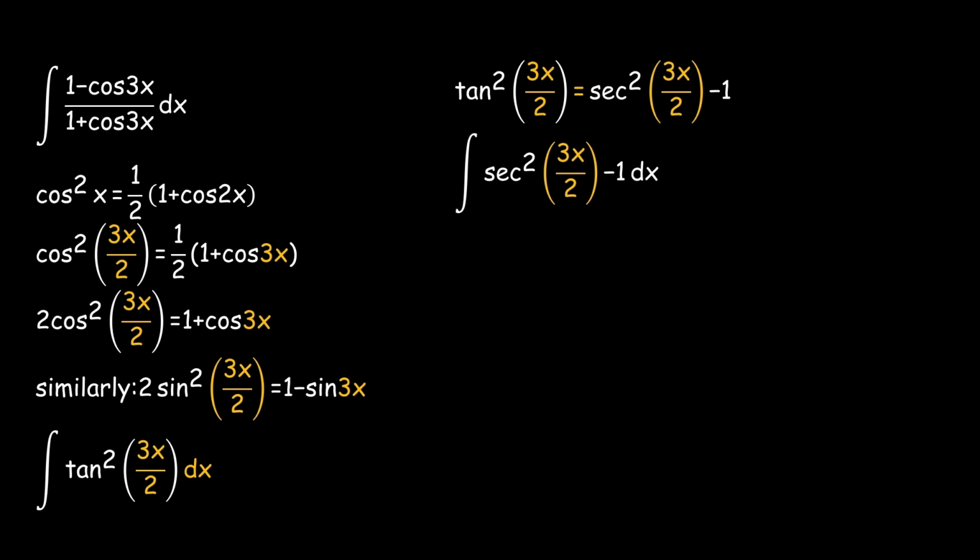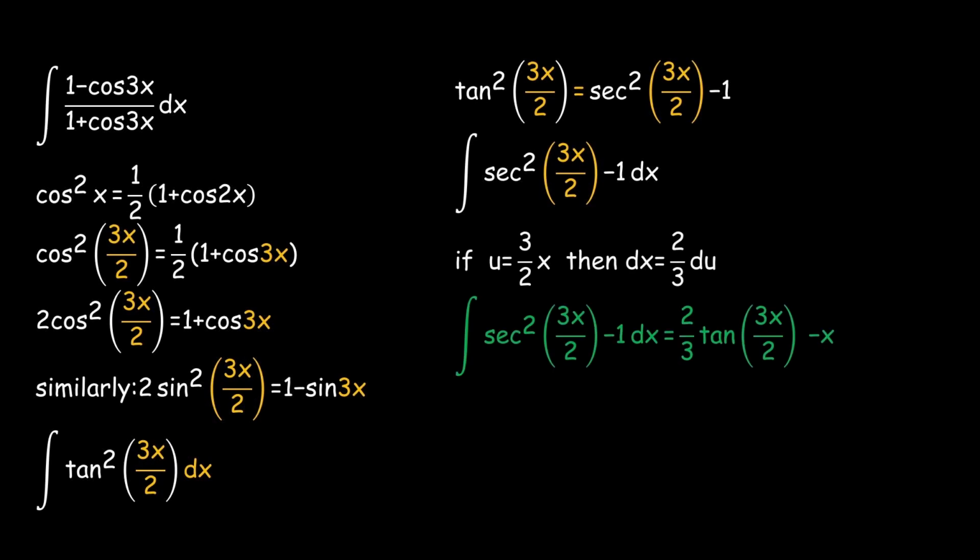Replacing this in here, it's easier to replace with sec squared because we know that the integral of sec squared x is just tan x, right? So that will be tan of 3x over 2 minus x. Keep in mind, the angle is 3 over 2 x, so we need to flip that over and multiply by a factor of 2/3. So it will be 2/3 tan of 3x over 2 minus x as our final answer.